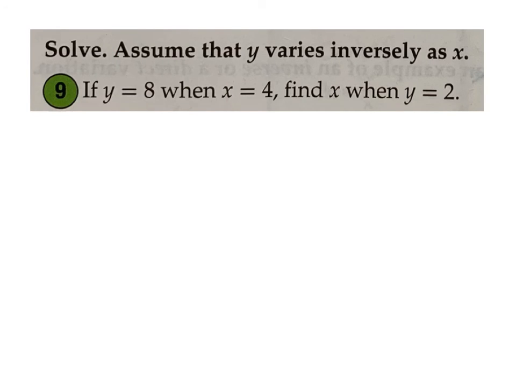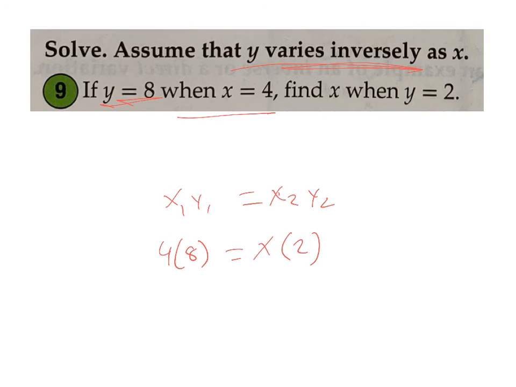All right, one of these problems where you have one pair and you're missing the second pair. Remember this? X1 times Y1 is going to equal X2 times Y2, right? So we've got one pair. We've got a pair of 8 and 4. Assume that they vary inversely, right? Y equals 8, X equals 4. So 4 times 8 equals, and then we've got Y equals 2, X times 2, right? And so notice this side's 32, which means this side must also be 32. And you can probably already tell that X is 16, but if you need to divide both sides by 2 to tell that, there you go.